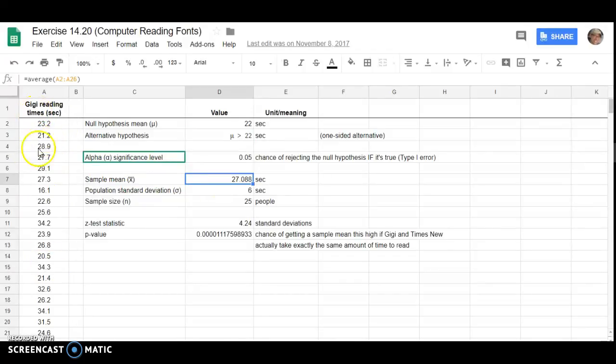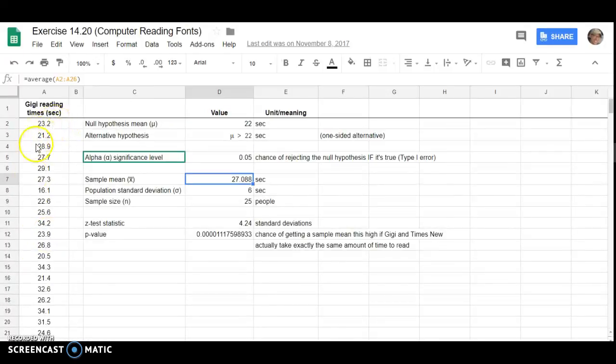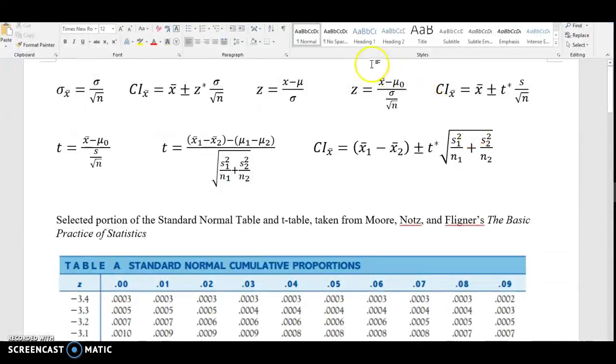To get the sample mean, really you need to average these. That's the simple calculation I was referring to. You'd have to add all these numbers from the book and then divide by 25, since there's 25 of them. Here, since I'm using a spreadsheet, I can just use the average function. The population standard deviation sigma is given to us. Sample size is 25.